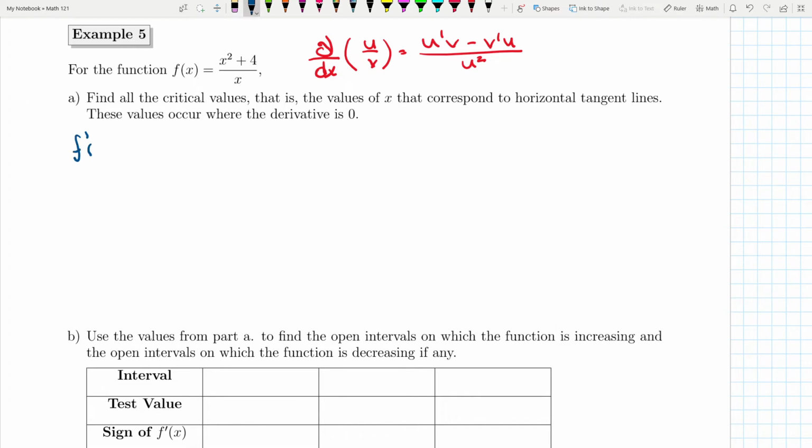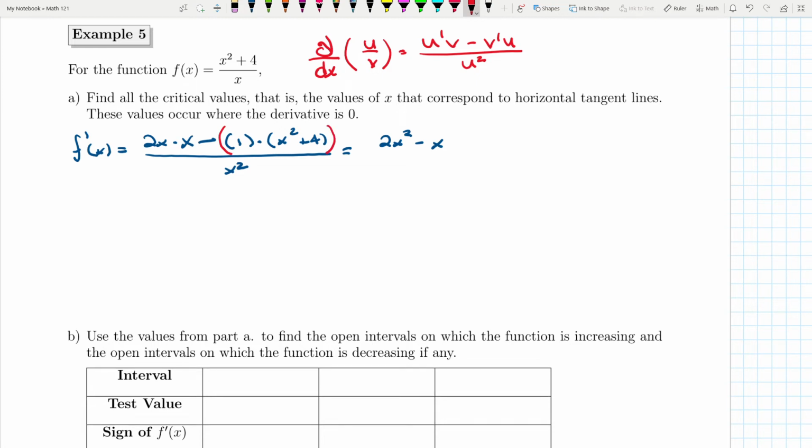So f prime of x is the derivative of the numerator, which is 2x, times the denominator without differentiating, which is just x, minus the derivative of the denominator, which is 1, times the numerator without differentiating, x squared plus 4. And then the whole thing divided by x squared. So this means we will get 2x squared minus x. Be careful here because this negative will affect everything here.